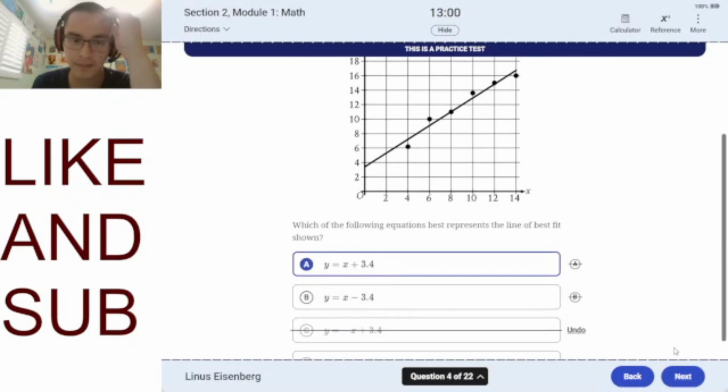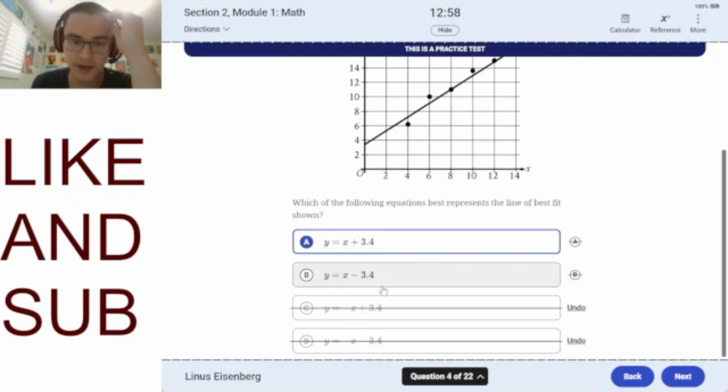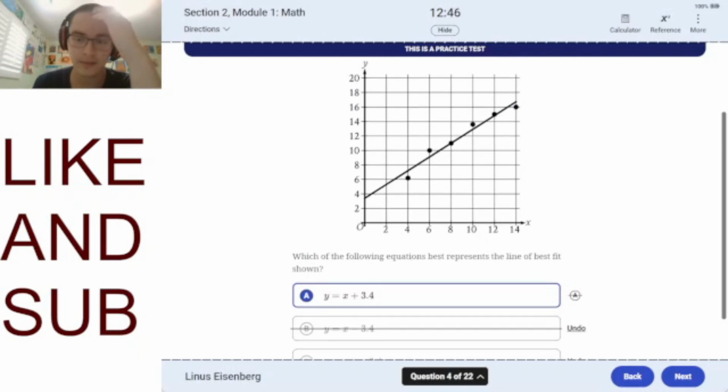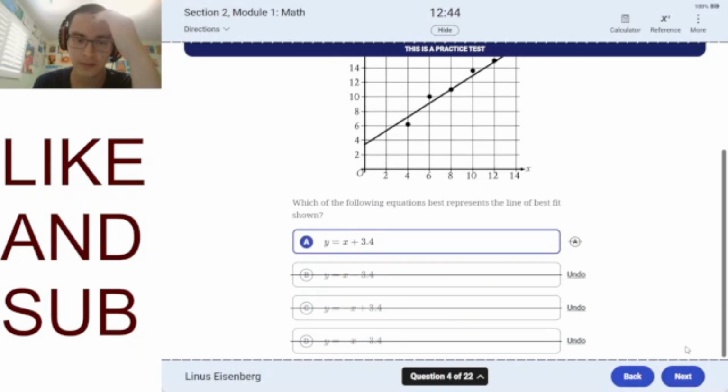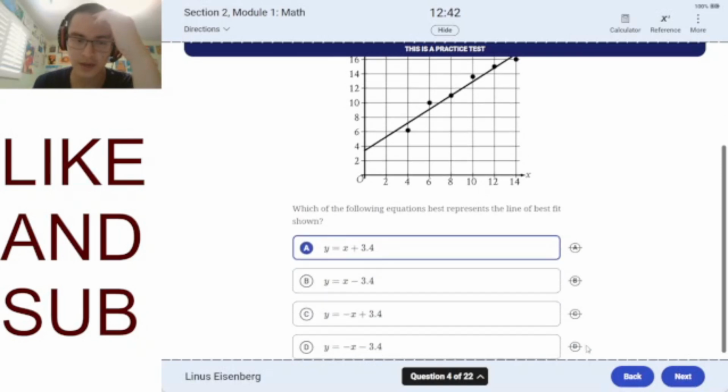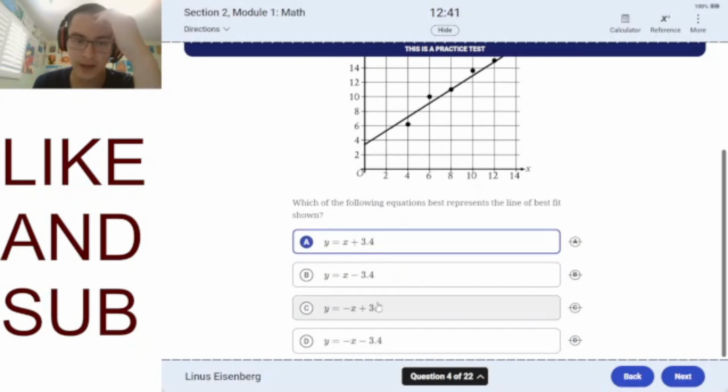Line of best fit. Starts positive. 1, 2. Stays positive. 1, 2. Only one of both. It's this one. Gotta be A. Let's just make sure. Negative, negative, starts negative. Okay, yep, it's gotta be A.